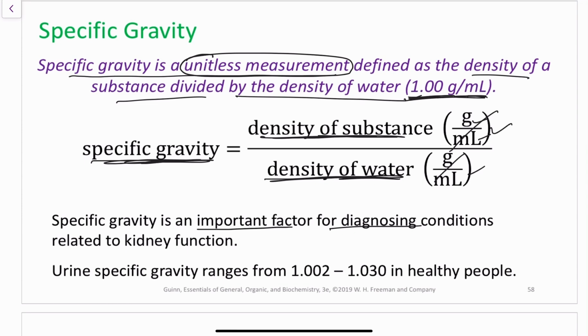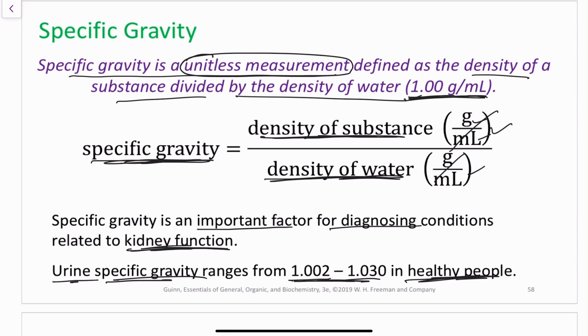medical conditions related to kidney function. For example, urine specific gravity ranges from 1.02 to 1.03 in healthy people. So if you figure out the specific gravity for any individual with a kidney function disease, and the specific gravity of the urine comes out to be above or below that, that means you have some kind of problem with kidney function.